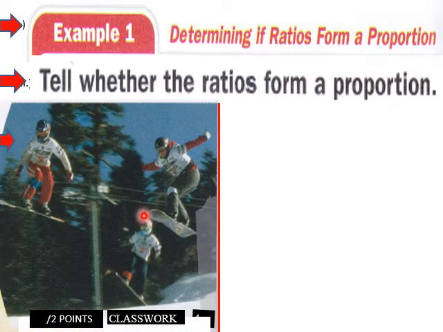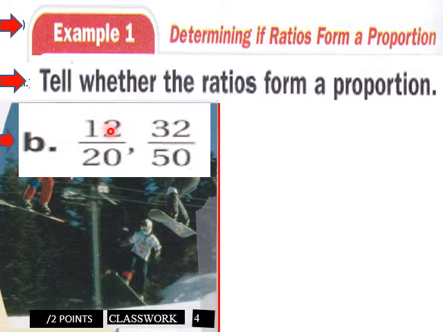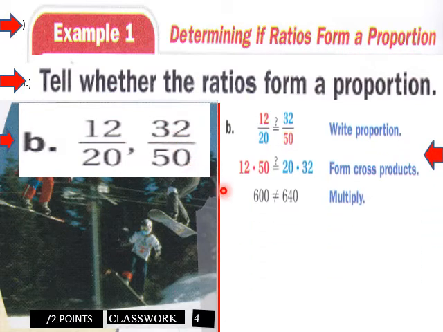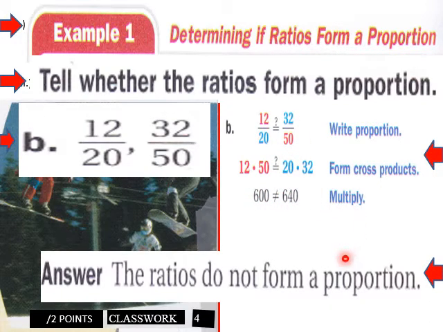And then for part B of example 1, with 12 over 20 and 32 over 50, do they form a proportion? So 12 times 50, does that equal 20 times 32? 600 does not equal 640. Therefore, the ratios do not form a proportion. They're not proportional to each other.